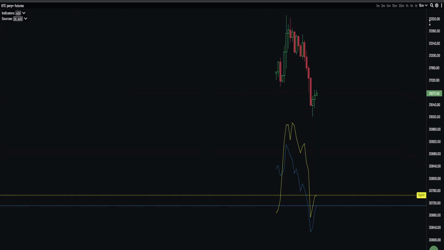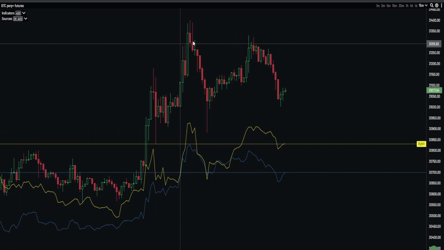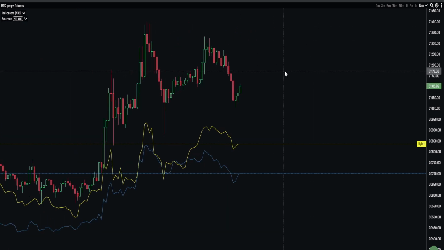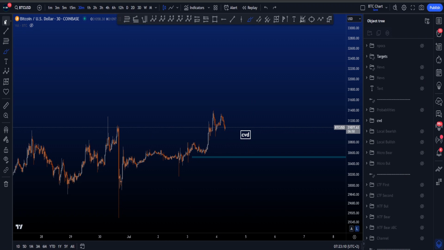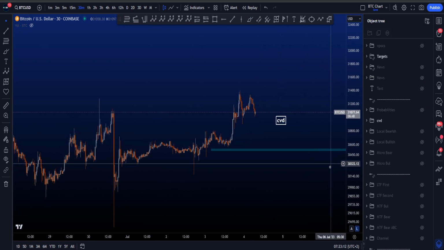So it's a bit of a mix. It's not very clean, just because the candle at the top is a red candle and not a green candle. So a bit of a mix on the lower time frame, and we just have to wait and see what price is going to do.